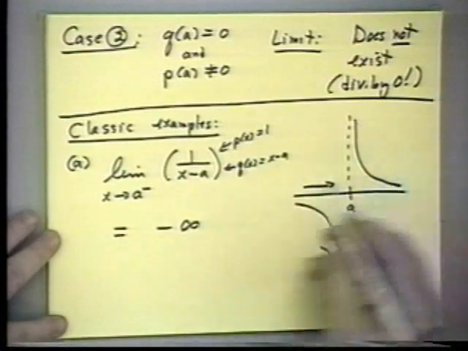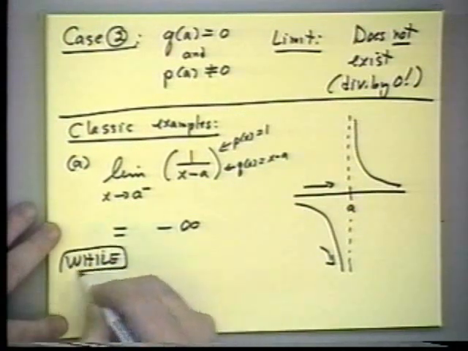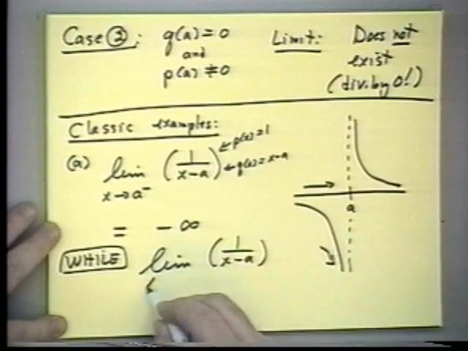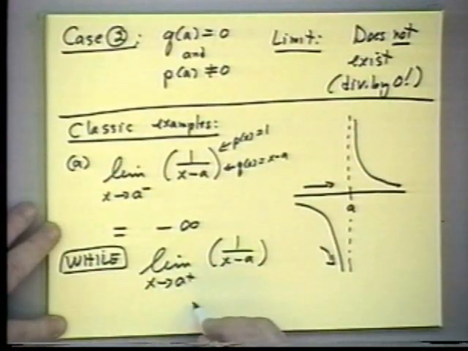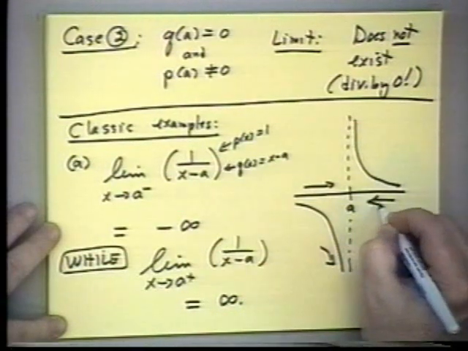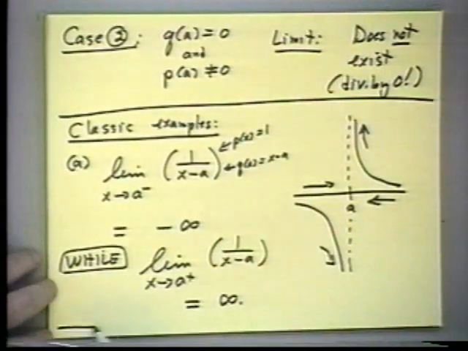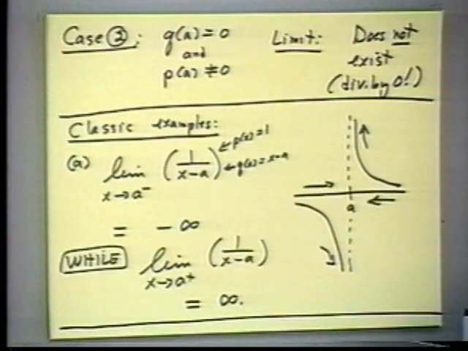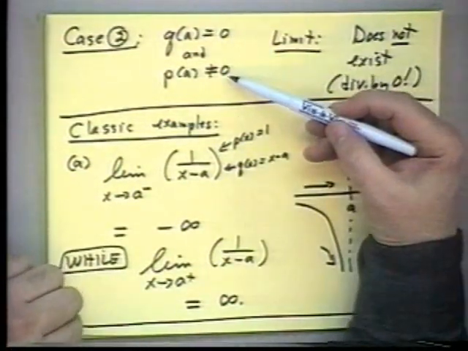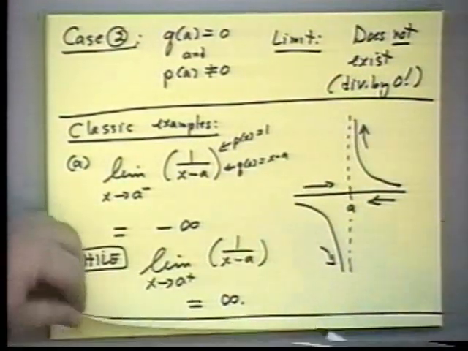While, if I come the other direction, I get the limit of 1 over x minus a as x approaches a from above turns out to be infinity for this same sort of reasoning. If we come from the right, the function is growing without bound. So that's the first of these classic examples where q of a, the denominator, is 0, and p of a is not 0. This is 1 over x minus a, and we have different limits on different sides.